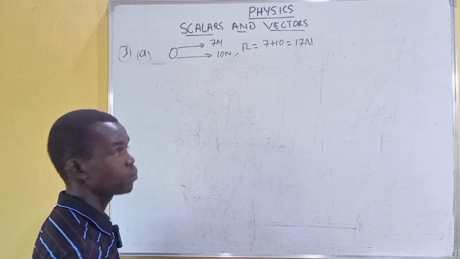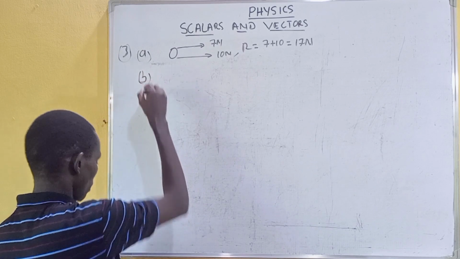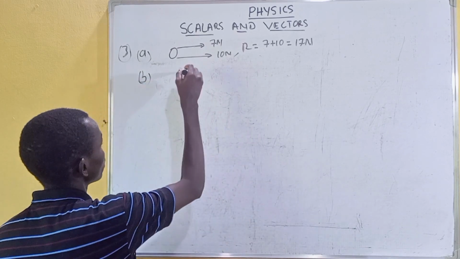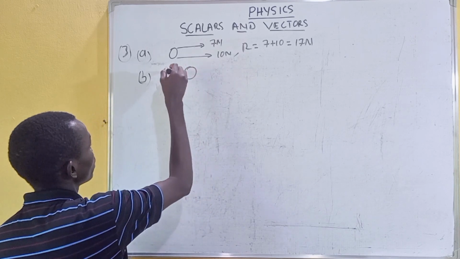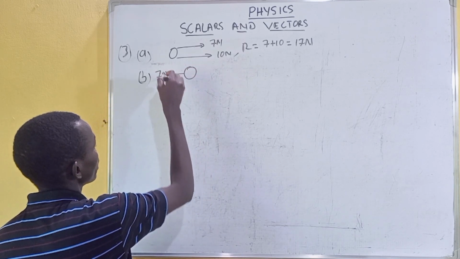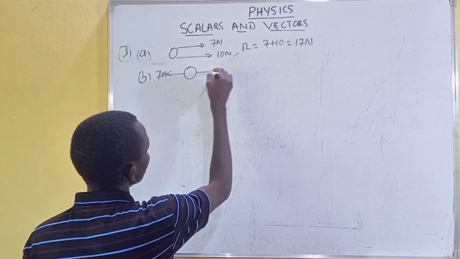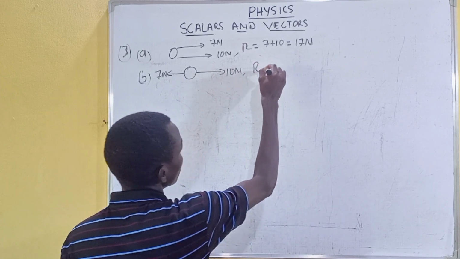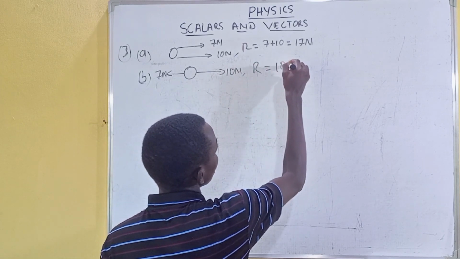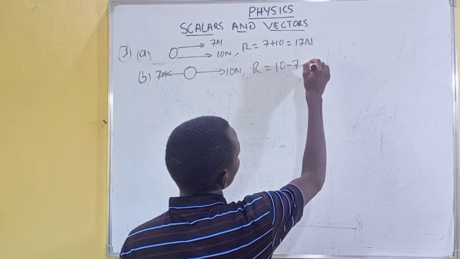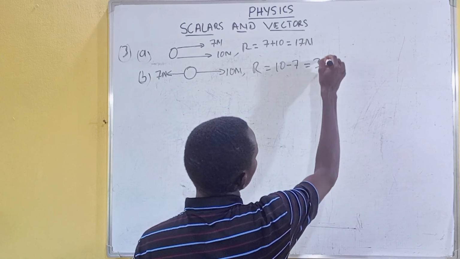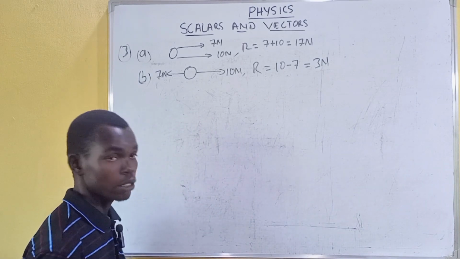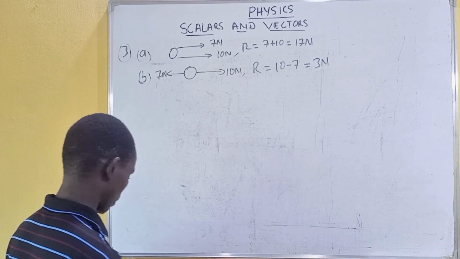When we look at the B part, the forces are parallel and act in opposite direction. If here is the 7 Newton and is acting in the opposite direction to this 10 Newton, our resultant will now be equal to 10 minus 7, which is equal to 3 Newton. So this is the B part of the question. Let's look at the C part.